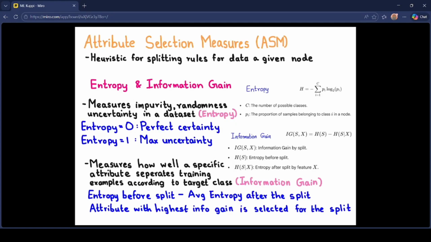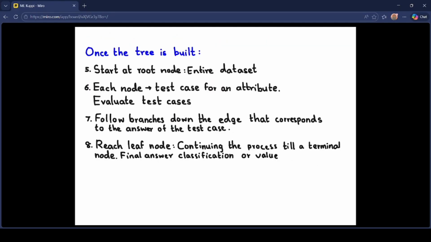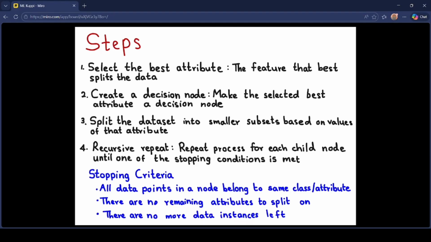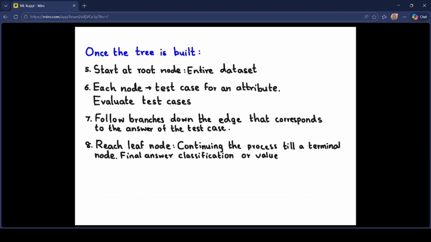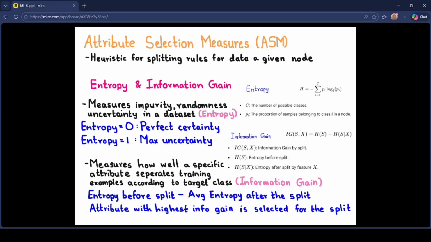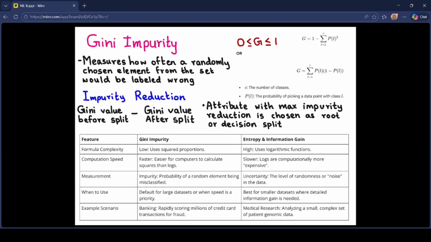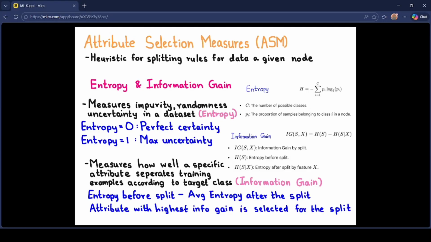But before we go into an example, you might have the question, how are we going to select the best attribute? In step 1, I've said that we have to select the best attribute, the best feature. For that we are going to use attribute selection measures. We have two main attribute selection measures used in decision trees. The first one is entropy and information gain. The second one is Gini impurity, the Gini score. So first we'll look at entropy and information gain.